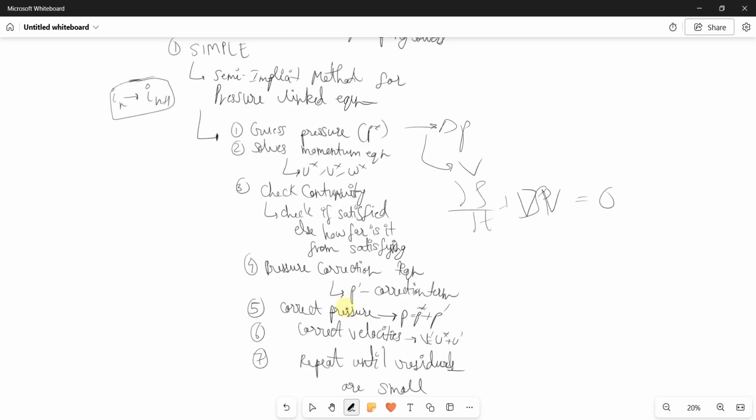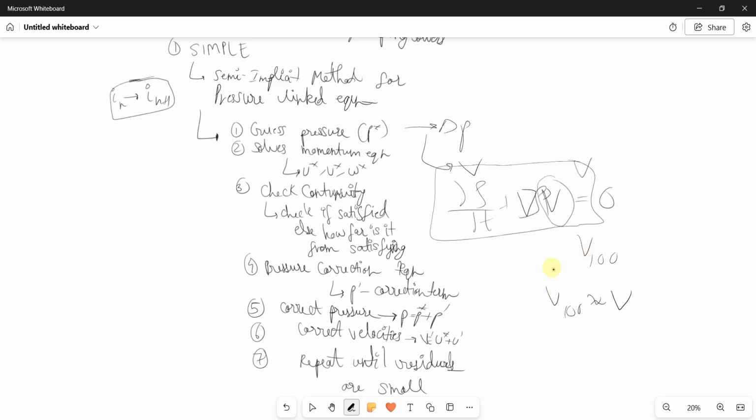That's why they are supposed to be connected, or that's why they have to be coupled. So you correct the pressure, then you correct velocities by adding the correction terms, and then you repeat this whole process until the residuals are small. That means until you get, suppose the actual solution for this is v, and at v100, that is the 100th iteration of v, you get v100 almost equal to v, such that when you replace it in this equation, you're getting the equation as 0. That's when you can say the residuals are small, or the solution is finally converging, right?